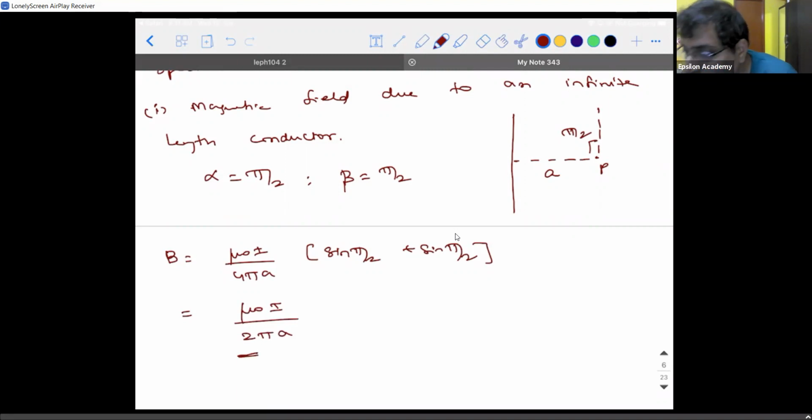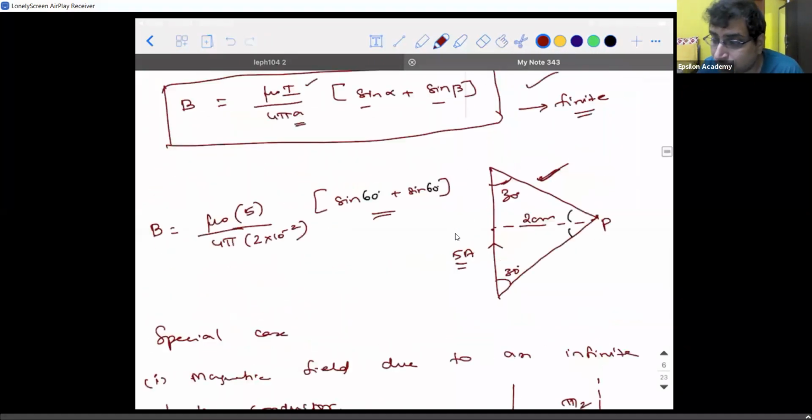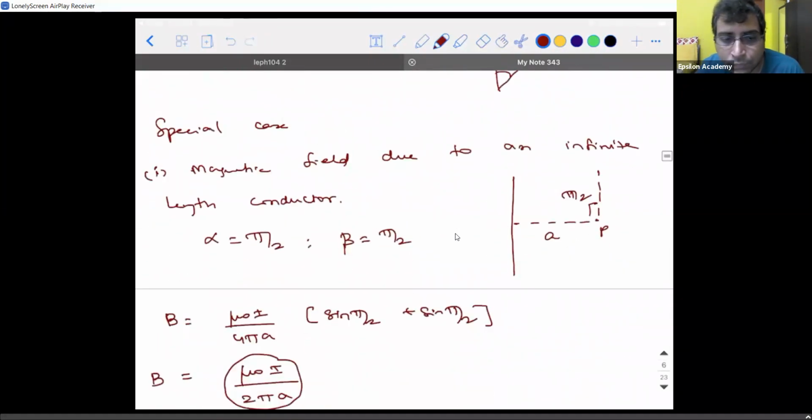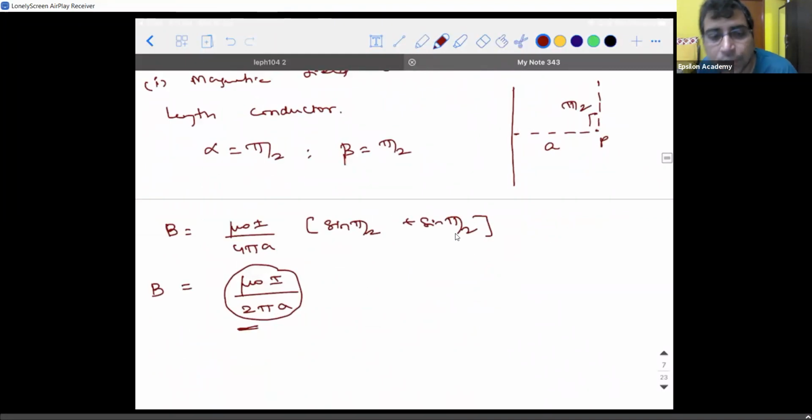You will not believe that this is given as a direct equation in your textbook. They didn't show any kind of derivation. But you need to know this because, very few times, I have found questions which are based on this expression. So B is equal to mu naught I divided by 2 pi into A. This is the formula for magnetic field due to an infinite length conductor, and this is very, very important.